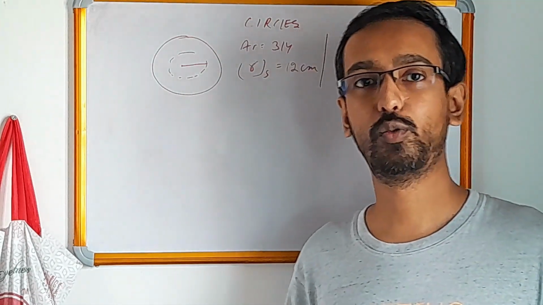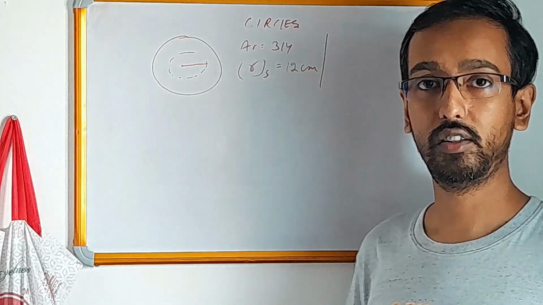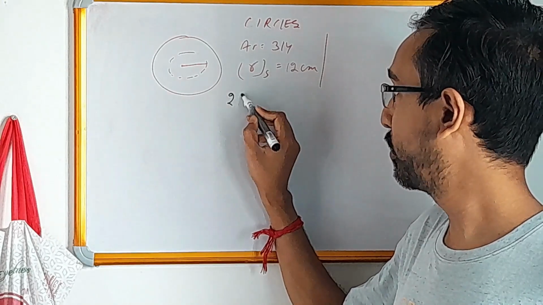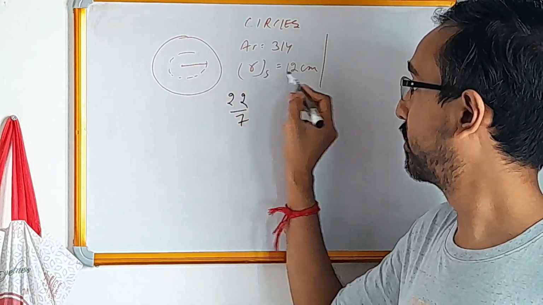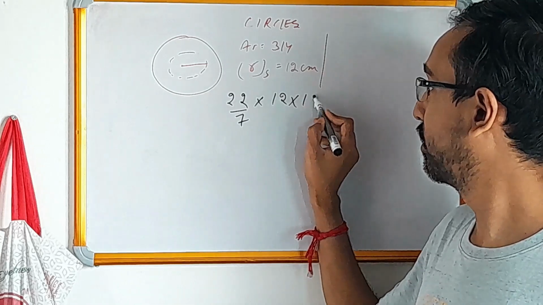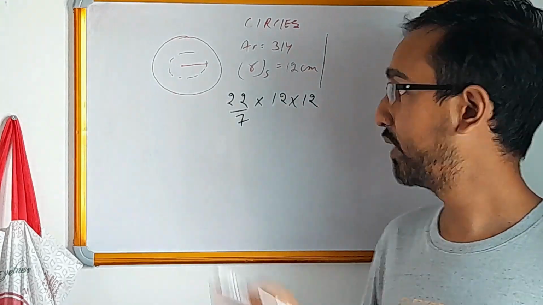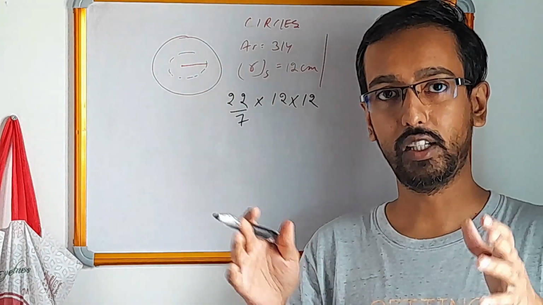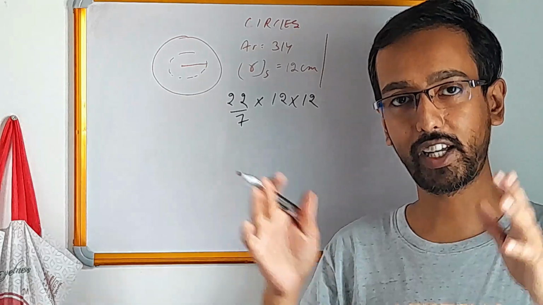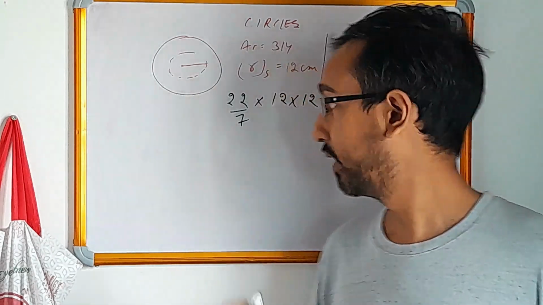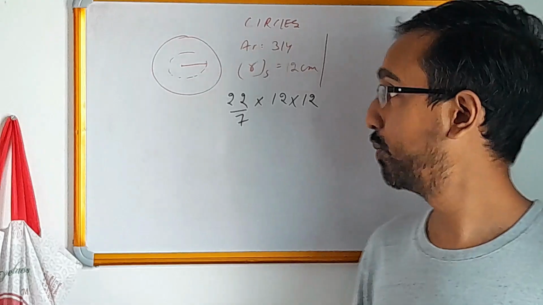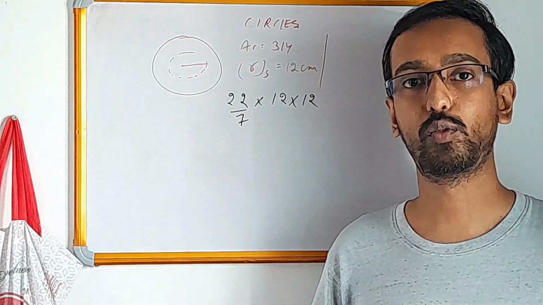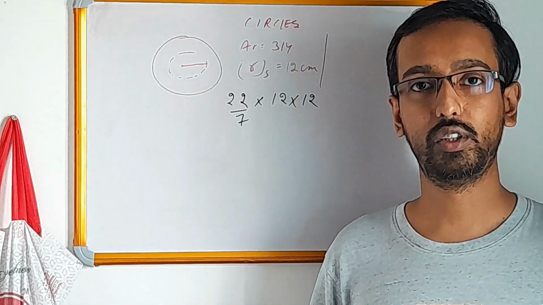For this we first need to find the area of the region the sprinkler covers. That area is given by pi r square, so it is 22 by 7 into 12 into 12. First we will find this value, and if it comes out to be less than 314, the area of the garden, then the sprinkler cannot cover the entire garden. But if this value comes out to be more than the area of the garden, then the sprinkler can cover the entire circular garden. This way we solve this question.